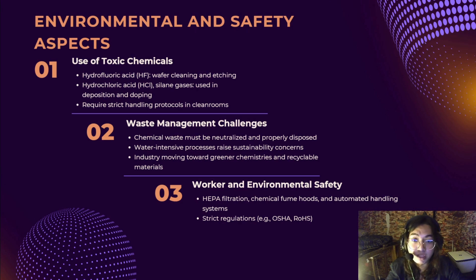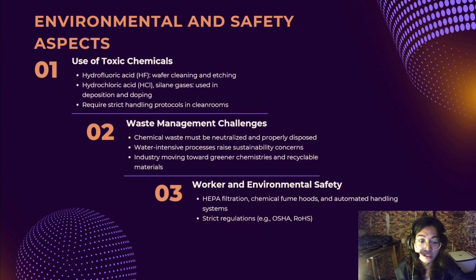Each fabrication plant, or fab, consumes large amounts of ultra-pure water, sometimes millions of liters per day. Chemicals used in etching, doping, and cleaning need to be carefully neutralized and disposed of to avoid contaminating local ecosystems. To address this, the industry has invested heavily in cleanroom technology, filtration systems, and wastewater treatment plants. Workers wear full protective suits and robotic systems are used to handle the most dangerous chemicals.